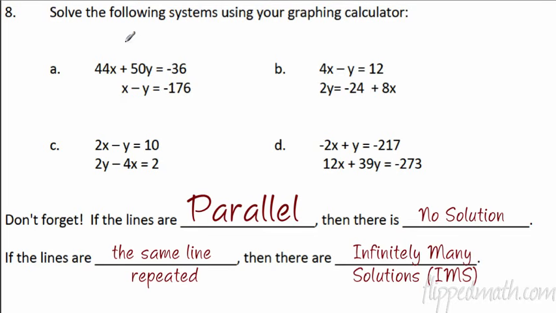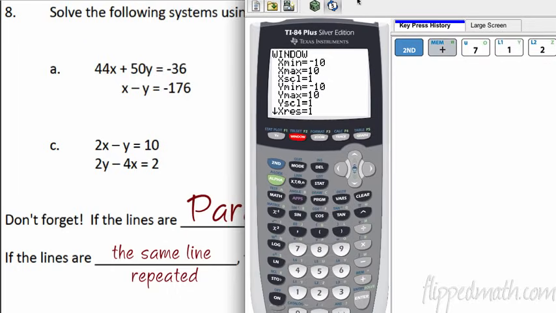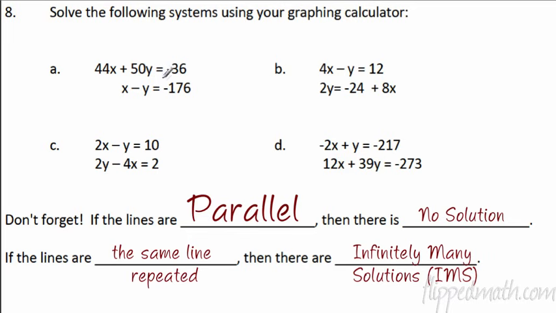Let's do the first problem right here. Your calculator wants the equations written in slope-intercept form, or at least solved for y. You have to get y by itself. So let's do that first. We're going to bring this calculator back so we can keep looking at it. Let's solve each one of these for y. So solving A for y.